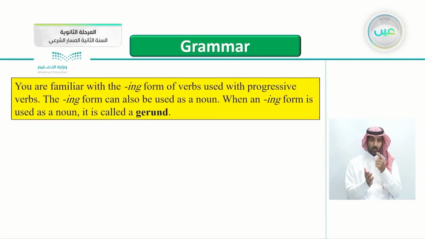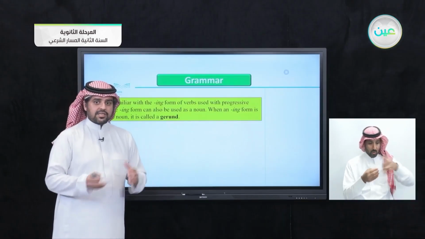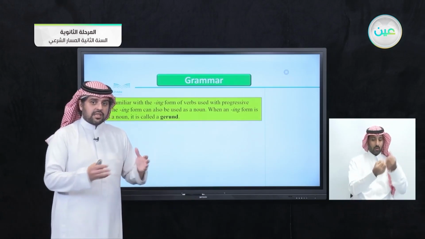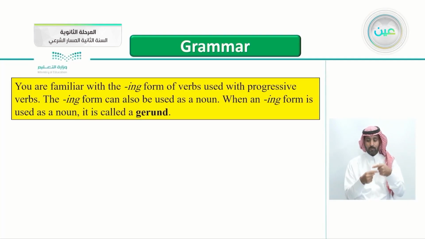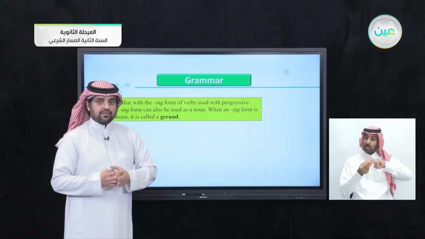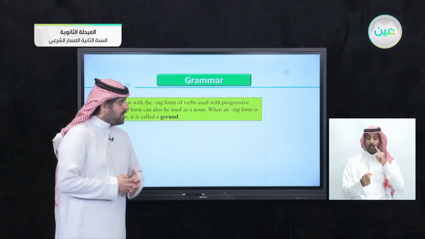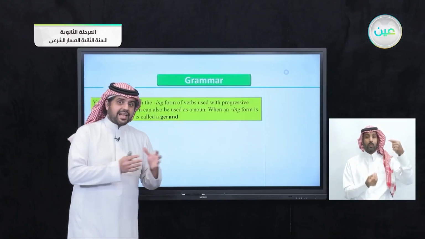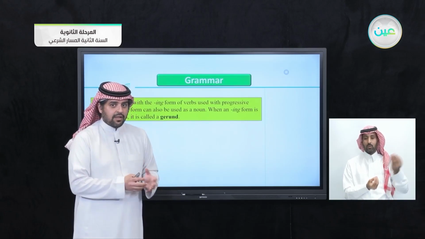Of course, you are familiar with the ing form of verbs in the progressive form. Coming, going, sleeping, studying, and so on. The ing form can also be used as a noun. It's not necessarily a verb. When an ing form is used as a noun, it is called a gerund.